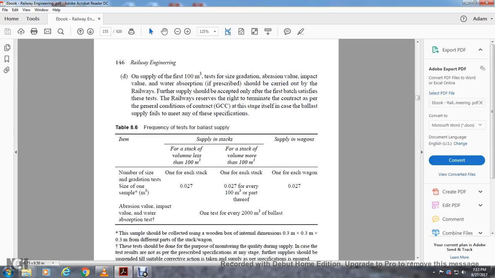Frequency of tests for the ballast. For the size gradation test: one sample per 100 cubic meters on each stack of up to 100 cubic meters, and 20 on each stack of more than 100 cubic meters. For supply by wagons, one for each wagon. Abrasion value, impact value and water absorption tests: one test for every 2,000 cubic meters of ballast.